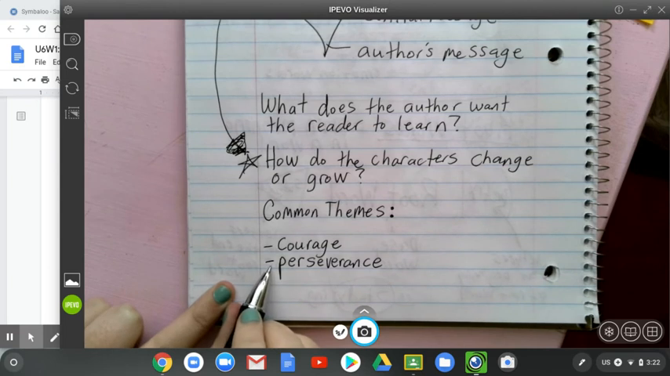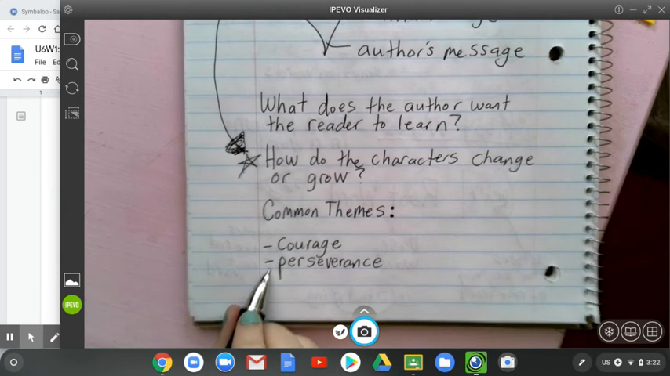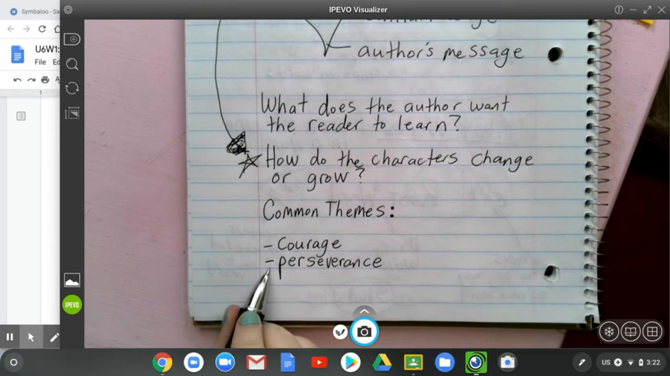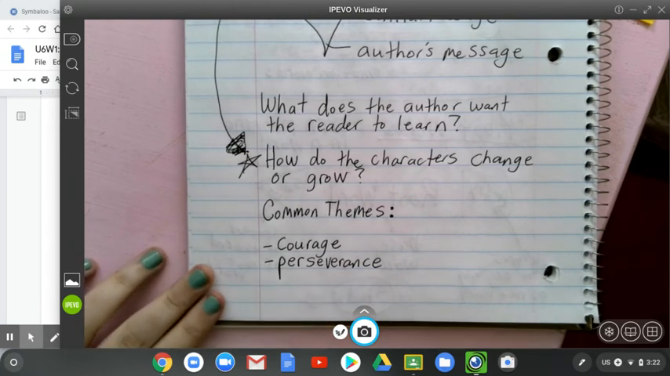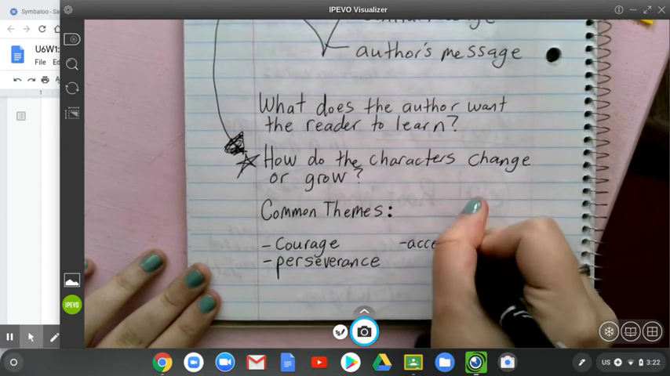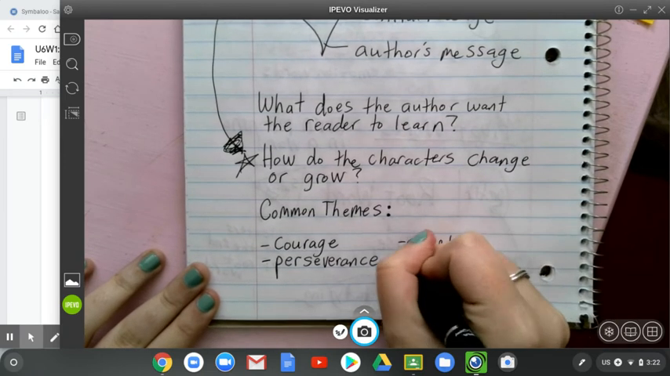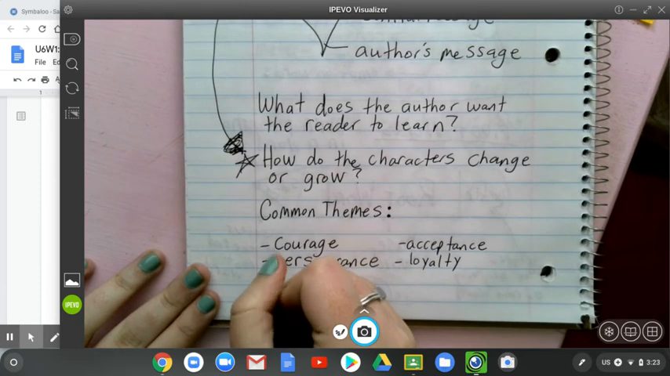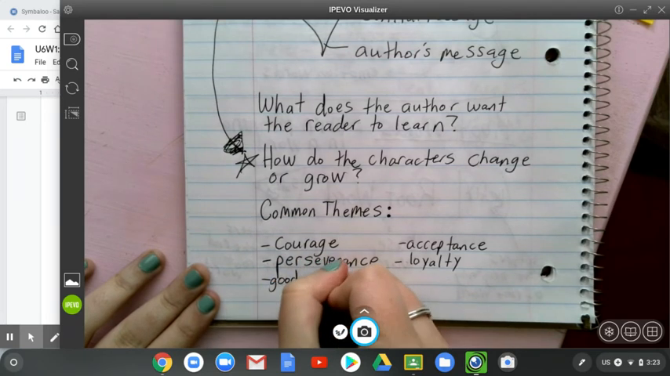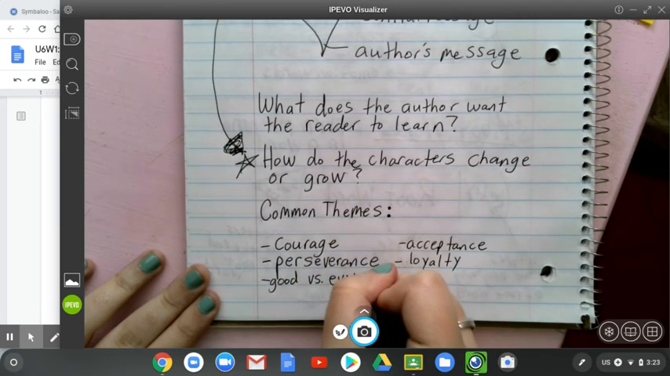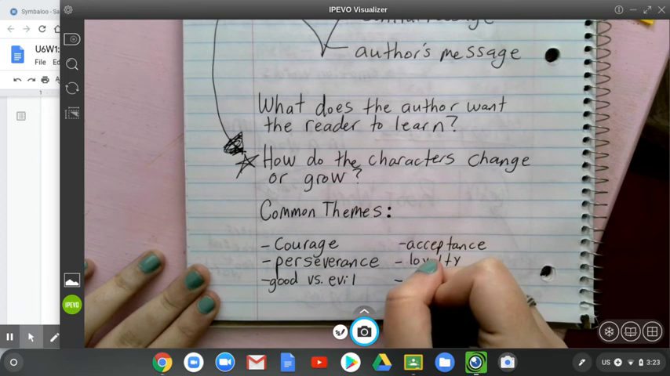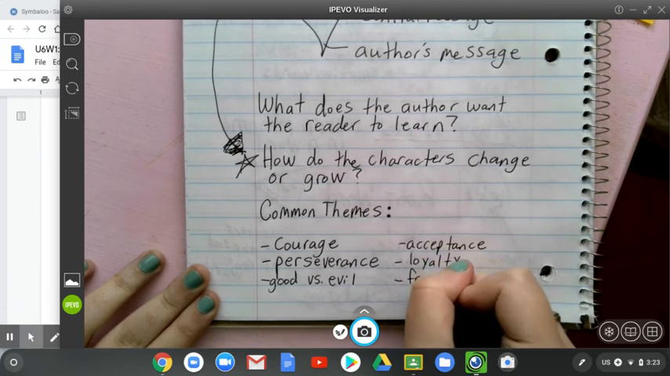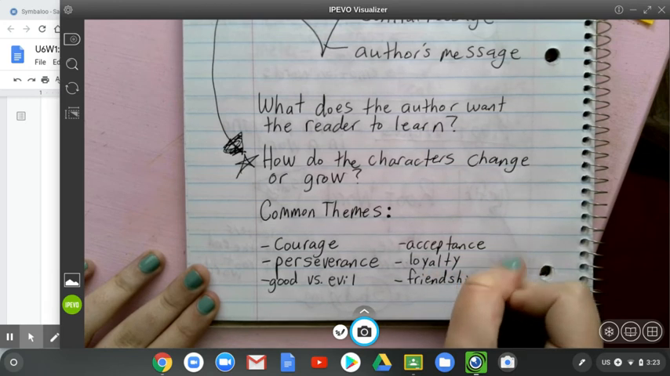Maybe in the story, what happens to the characters is that they experience hardship, and then what they say is, I will continue to work, I will practice more, I will get past this. The theme might be perseverance. Some other themes might be like acceptance, loyalty. Let's see. Ooh, this one's a good one. Good versus evil. And the last one we'll do is, let's do like friendship or family.